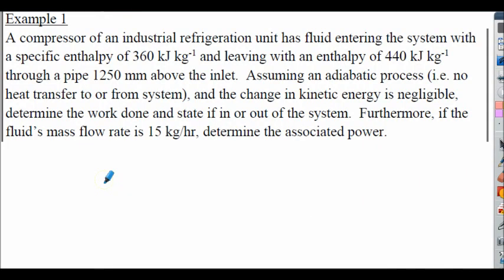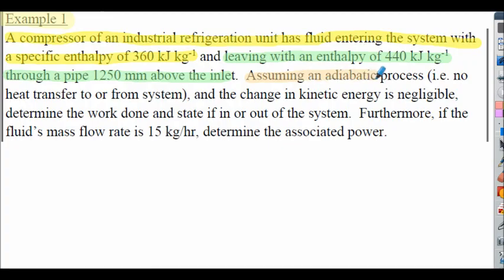Let's consider application of the steady flow energy equation. Here's example 1. A compressor of an industrial refrigeration unit has a fluid entering the system with a specific enthalpy of 360 kilojoules per kilogram and leaving the system with an enthalpy of 440 kilojoules per kilogram through a pipe of 1250 millimeters above the inlet.